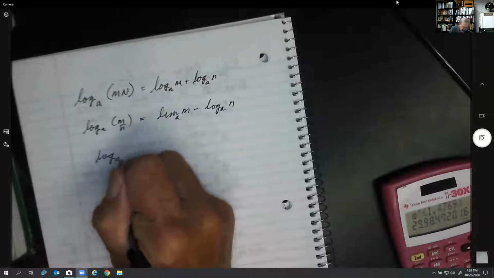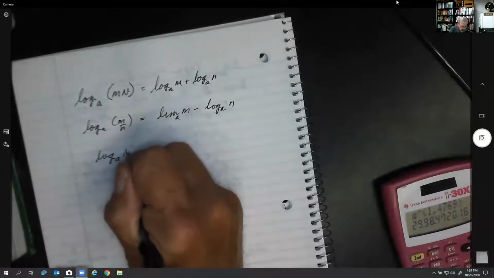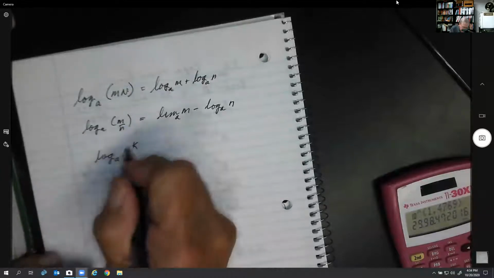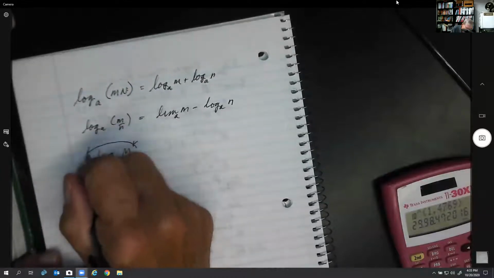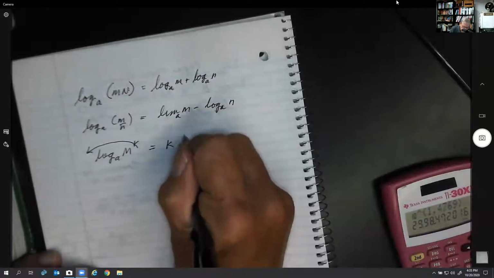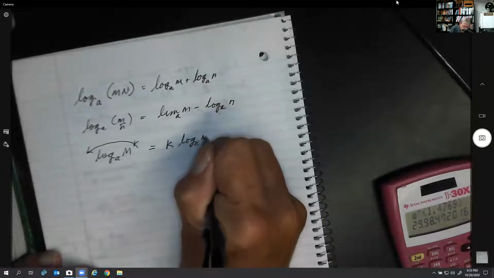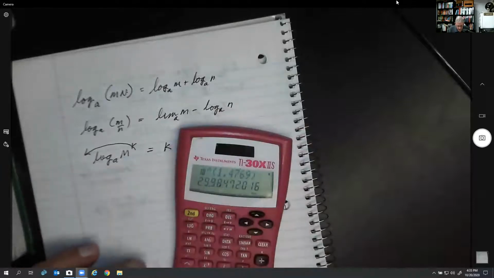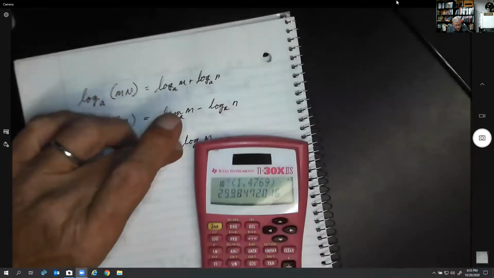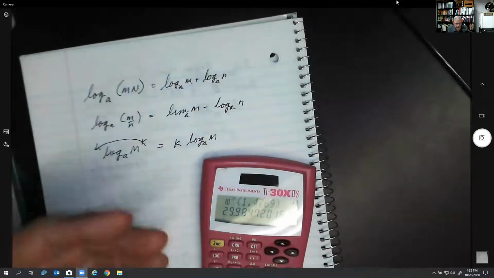Log base A of some number raised to a power. If we have something raised to a power, instead of multiplying it like we do, like 4 times 4 is 16, we can convert this over to a simple multiplication. K times the log of m. And this is how your calculator works to find your square roots. It actually converts it over to a multiplication problem. Then it converts it back.